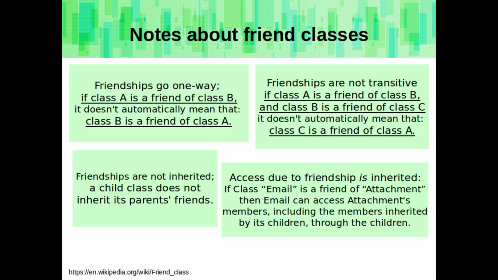And friendships are not transitive, so if Class A is a friend of Class B, and B is a friend of C, that does not mean that C is a friend of A. Also, friendships are not inherited. A child class does not inherit its parents' friends. But access due to friendship is inherited, so if the class Email is a friend of Attachment, then Email can access Attachment's members, including members inherited by its children, through the children.